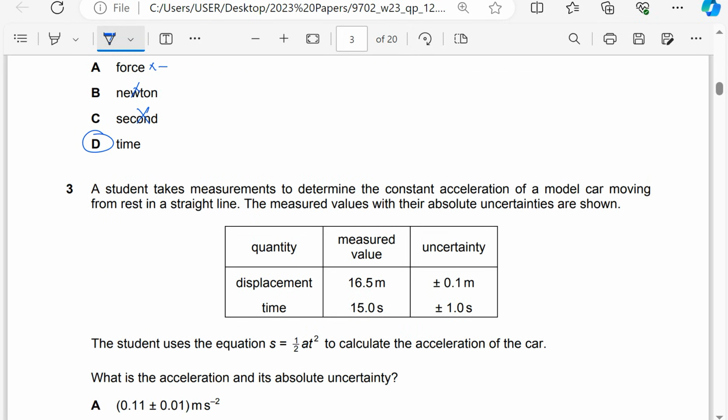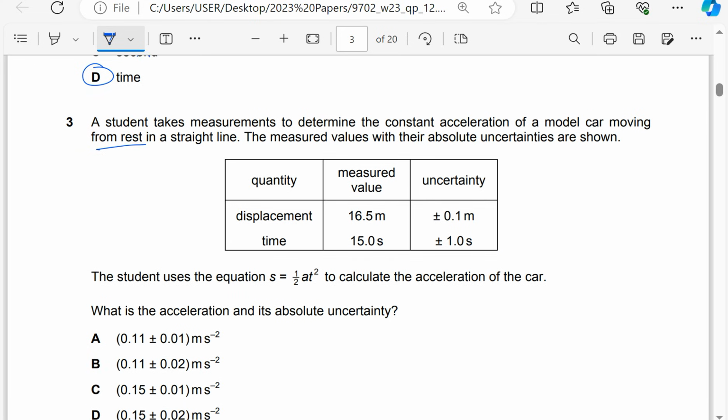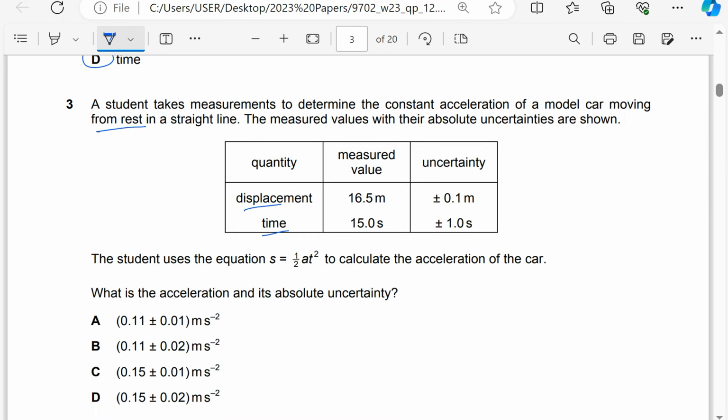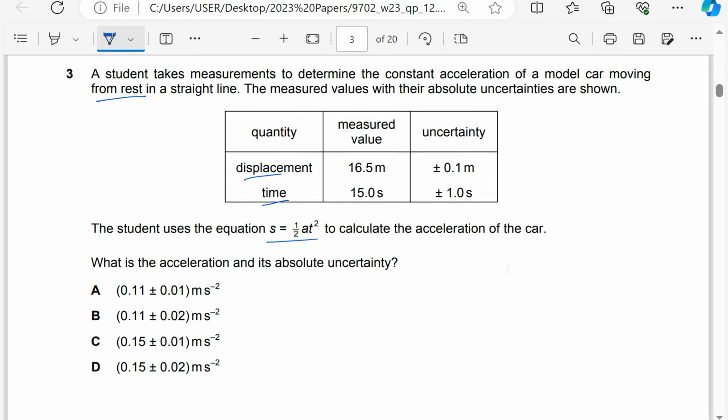A student takes measurements to determine the constant acceleration of a model car moving from rest, initial velocity is 0, in a straight line. The measured values with their absolute uncertainties are shown here. So you have displacement and time with their measured values and uncertainties. The student uses the equation s equals half a t squared to calculate the acceleration of the car. What is the acceleration and its absolute uncertainty?